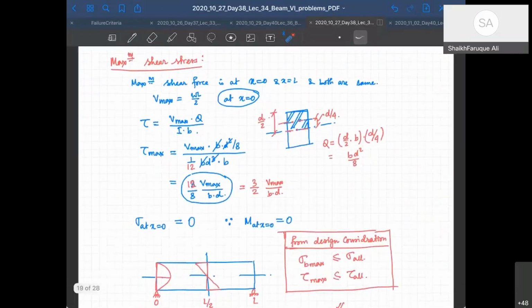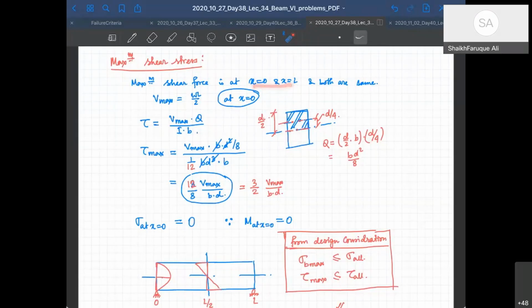Now let's look at maximum shear stress. Is that clear for bending stress? What about maximum shear stress? Maximum shear stress will also have V max. It has I, which is constant, so I cannot change that. It has B, which is also constant because it is a rectangular section, and I have to calculate Q. Since it's a rectangular section, I know that shear stress will be maximum at the central layer or the neutral axis. But the location is the boundaries, either at x equal to 0 or at x equal to L. So that is what is written here.